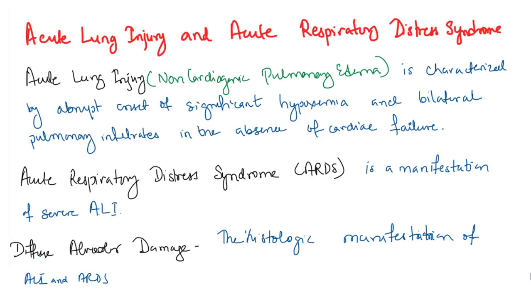Acute lung injury and acute respiratory distress syndrome. Acute lung injury, non-cardiogenic pulmonary edema, is characterized by abrupt onset of significant hypoxemia and bilateral pulmonary infiltrates in the absence of cardiac failure. Acute respiratory distress syndrome is the manifestation of severe ALI. Diffuse alveolar damage is the histological manifestation of ALI and ARDS.